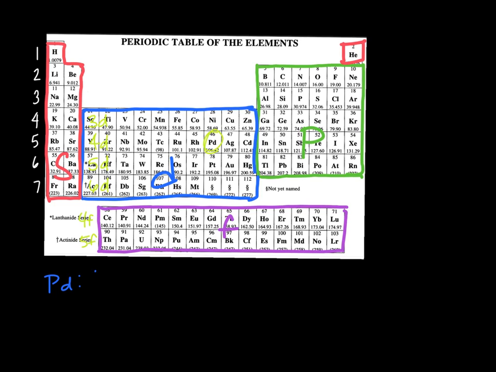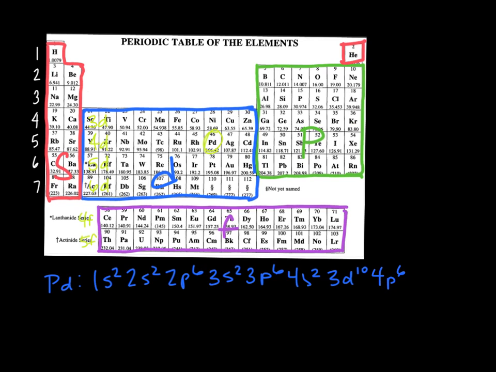And so we start from the beginning: 1s2, 2s2, 2p6, 3s2, 3p6. Next we have 4s2, and then we'll have 3d10. After that we'll have 4p6, we're back to 4 again, right? After 4p6 comes 5s2.